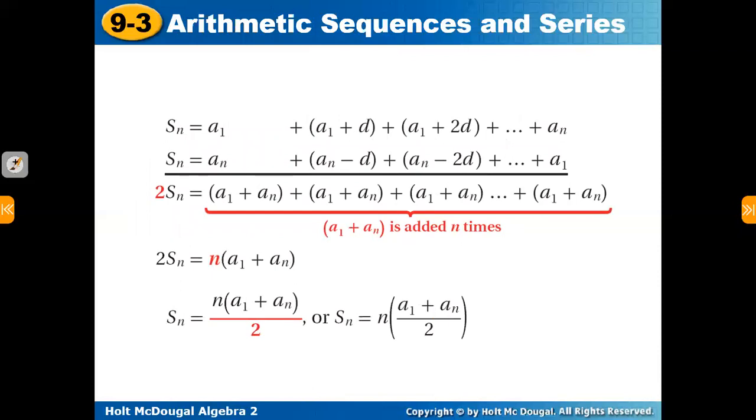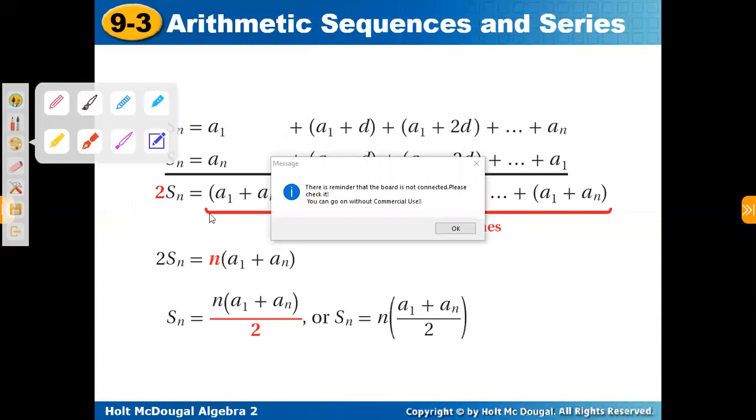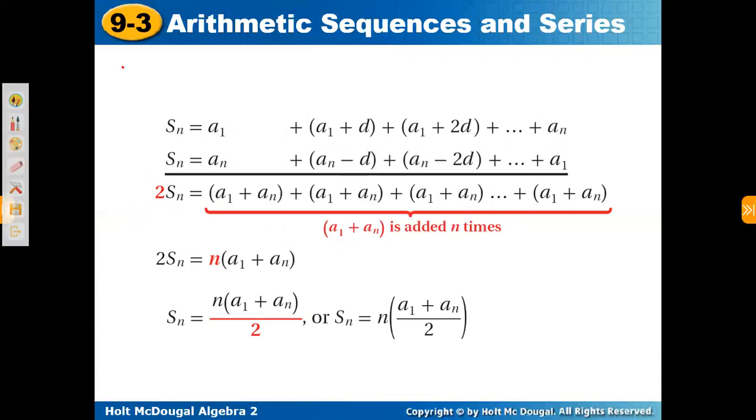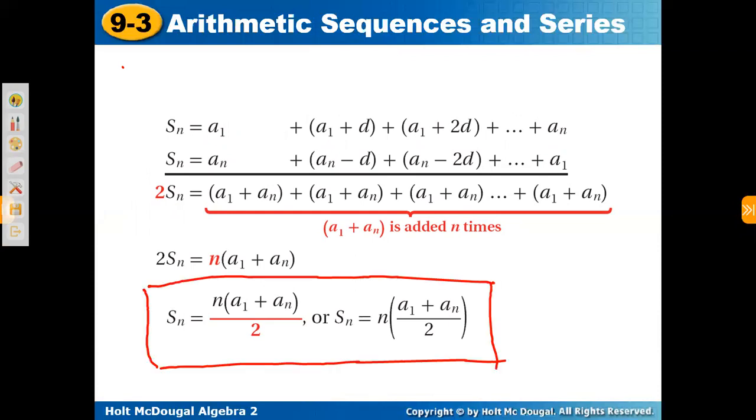By adding them in reverse. You may go through the derivation and try to understand it. The main thing we need to know from here is the rule of Sn. So Sn is equal to n multiplied by a1 plus an, divided by 2.